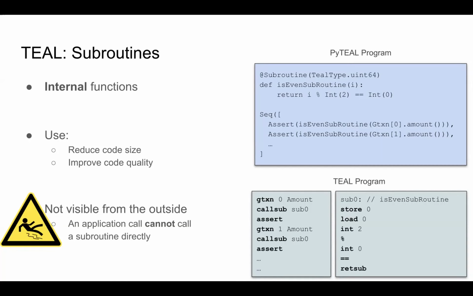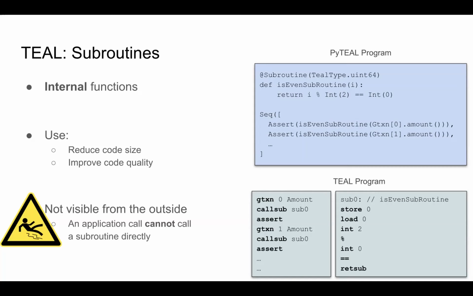You don't want to copy paste bits of PyTeal or bits of TEAL. To avoid that, you use what's called subroutines. It's really an internal function. The same way you would use functions in a normal programming language, you would use TEAL subroutines. Very important to be clean and use them as much as relevant. The way you do it is that you need to add this decorator, and I will show you in the next slide why you need to add this decorator to say it's a subroutine. It's used to improve the code quality and to reduce the code size, because now the subroutine content is not copy pasted 10 times in the TEAL.